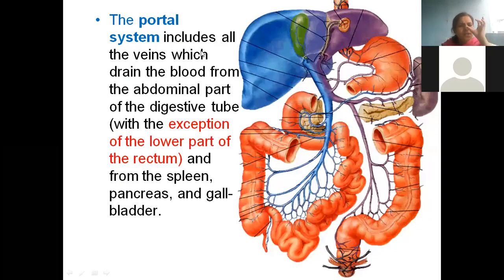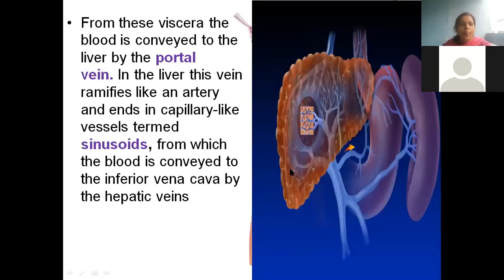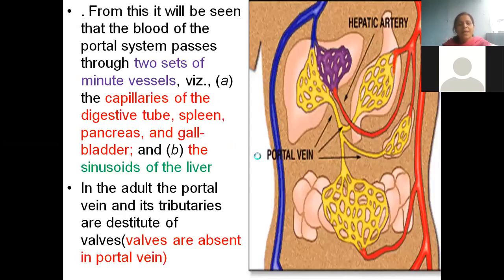So the portal system includes all the veins which drain blood from the abdominal part of the gastrointestinal tract, except for the lower part of the rectum. It is collecting all venous blood from the GIT, including spleen, pancreas, and gallbladder. From here, once it goes, it branches into the hepatic sinusoids.